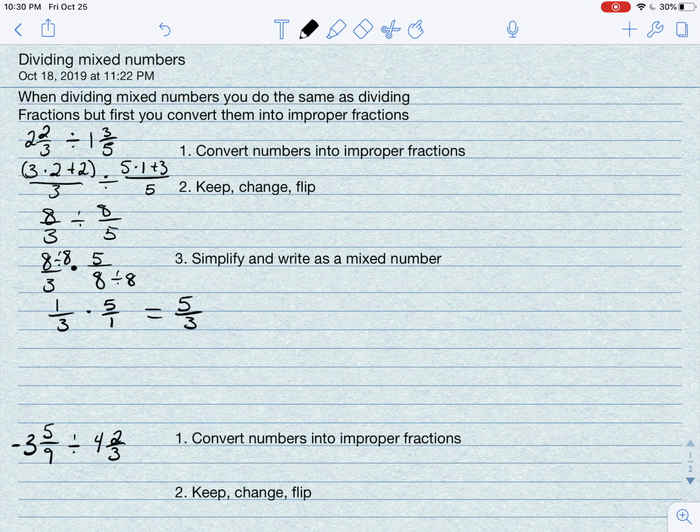All right, now we need to convert this back to a mixed number. So 3 can go into 5 once. That would be 3, giving us a remainder of 2. So this equals 1 and 2 thirds. So once again, this is our numerator, the remainder. The whole number on top, or quotient, is our whole number, and the denominator stays the same.